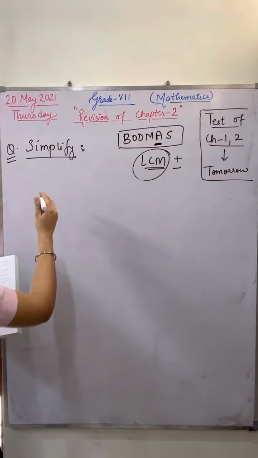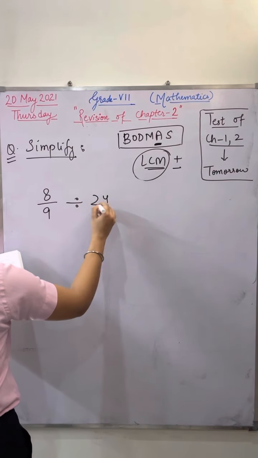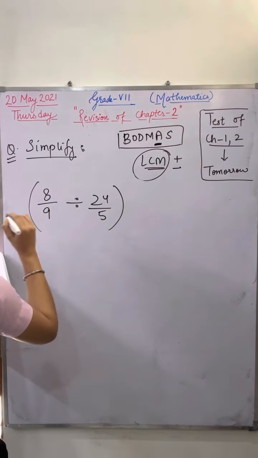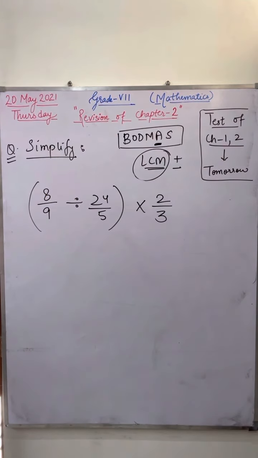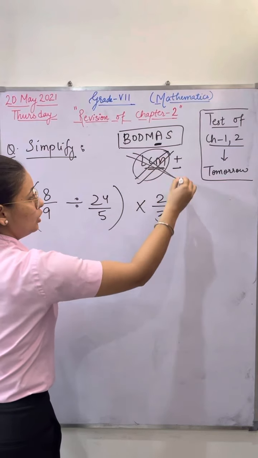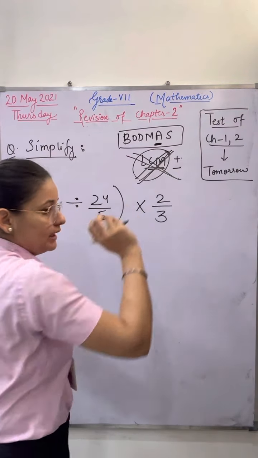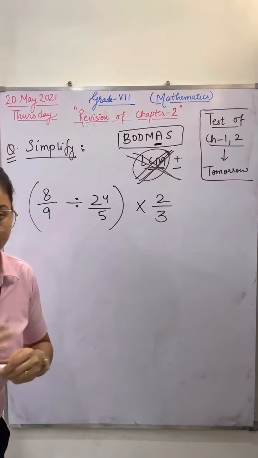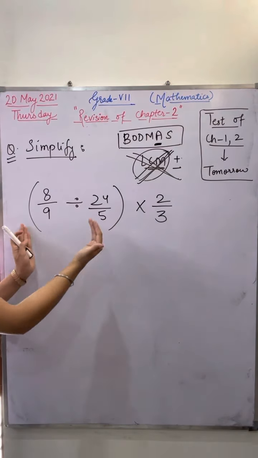Now do this. 8 divided by 9 divided by 24 upon 5 bracket, and outside multiply by 2 by 3. Quickly do this question. In multiplication and division, no need of LCM. Please try to keep this in mind. LCM is required in case of addition and subtraction. So in this question, first of all, open the bracket and solve the bracket.